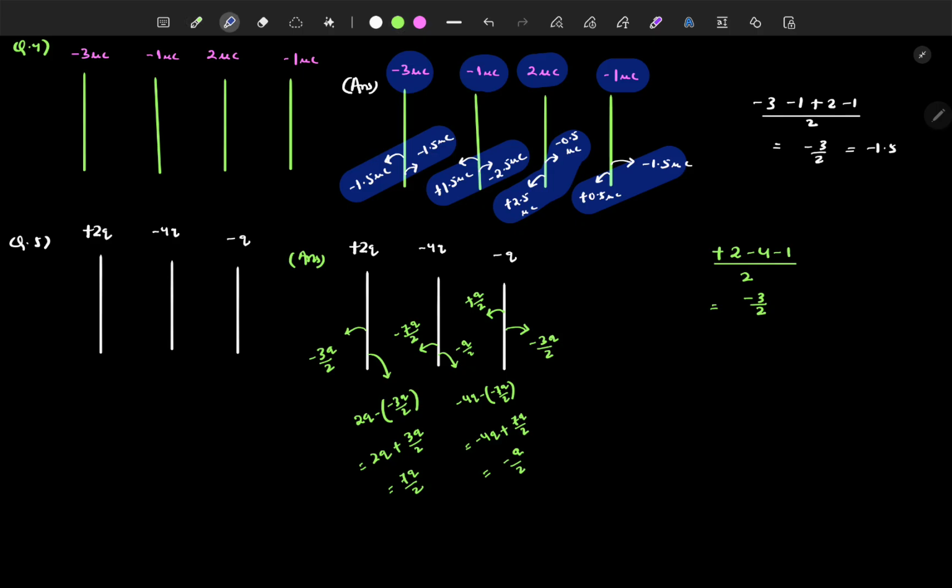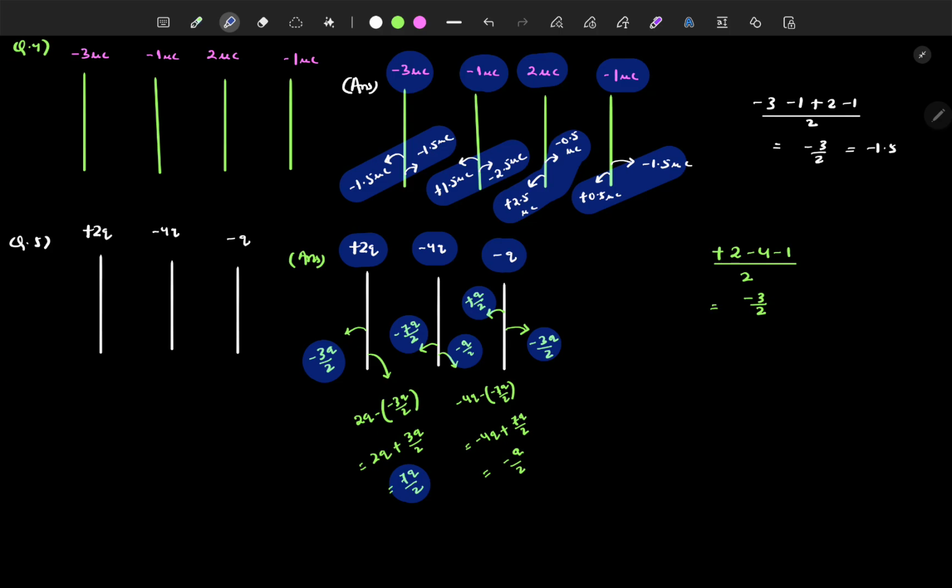Again, all of you try to check. Minus 3q by 2 plus 7q by 2, that is total charge 2q, correct. Then minus 7q by 2 minus q by 2, that is minus 8q by 2, that is minus 4q, correct. Then plus q by 2 minus 3q by 2, that is minus 2q by 2, that is minus q. The distribution is truly correct. I hope this is clear to all of you.